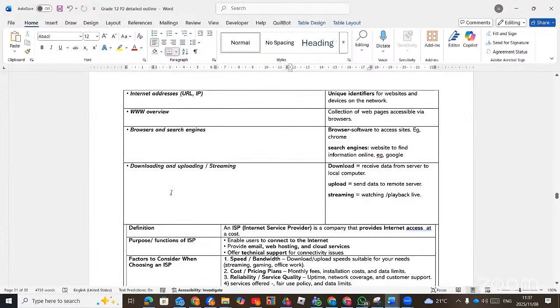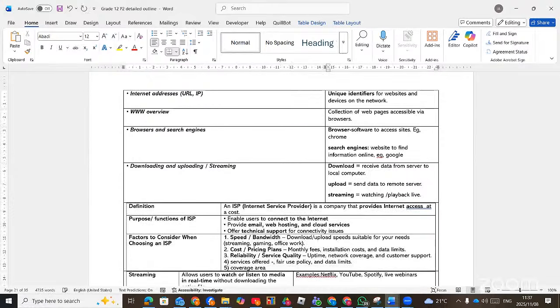Comparing downloading, uploading, and streaming. When you download, you receive data from the server to the local computer. Upload, data is sent to the remote server. And streaming, you watch or play back live. When you are watching or playing back something live, that is streaming.